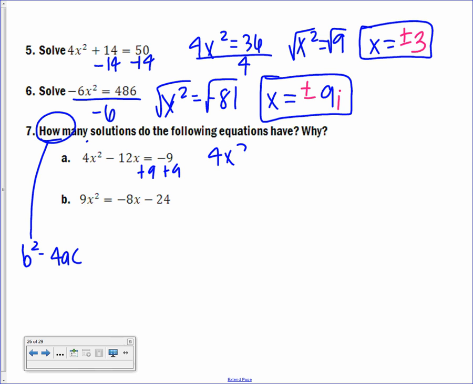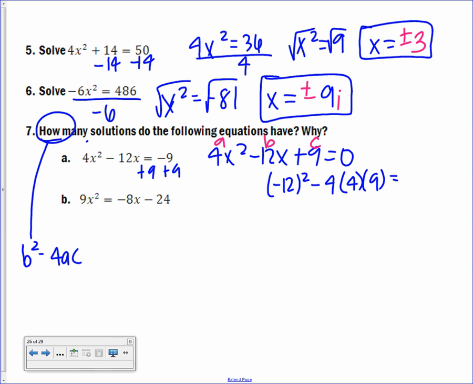So 4x squared minus 12x plus 9 equals 0. Now that it's written in standard form, I know my a is 4, my b is -12, and my c is 9, and then I can plug it into that formula. So I'm going to have -12 squared minus 4 times 4 times 9. And if you simplify that out, you should get 0.